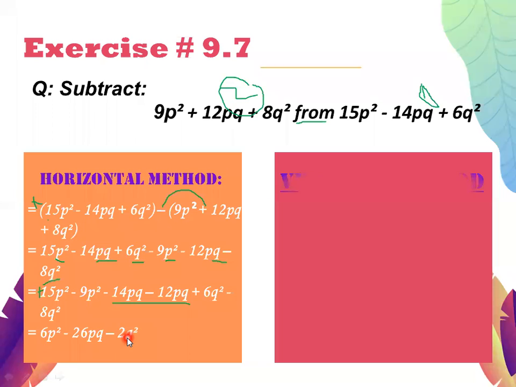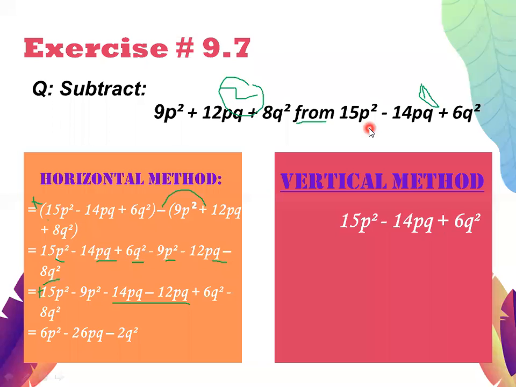Now look at the vertical method. For vertical method, again you are going to write this expression first, okay. You will write the second expression first, that is 15p square minus 14pq plus 6q square, and then you will write this second expression, that is 9p squared plus 12pq plus 8q square, and you are going to write here minus, okay. Now if you remember the concept of additive inverse that I have explained earlier, what you have learned in that is that you will write the additive inverse of this expression.